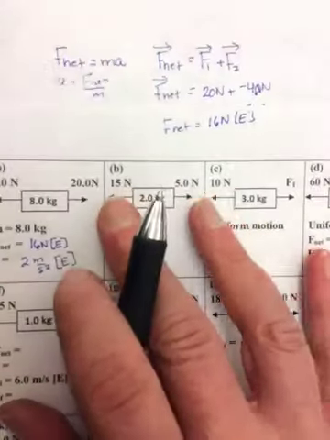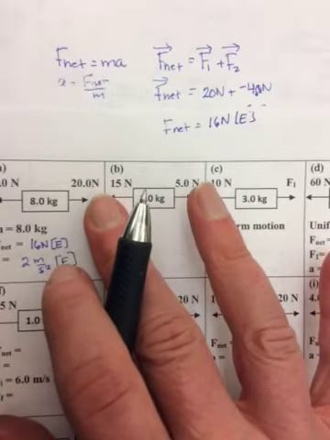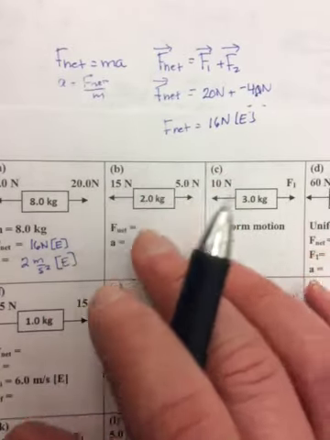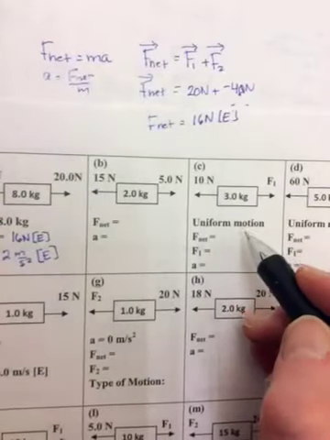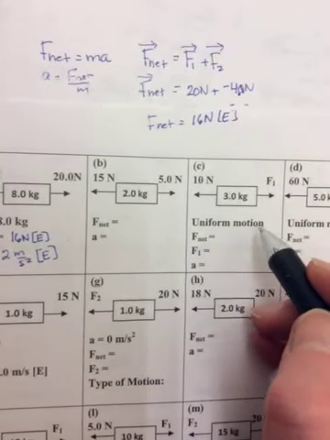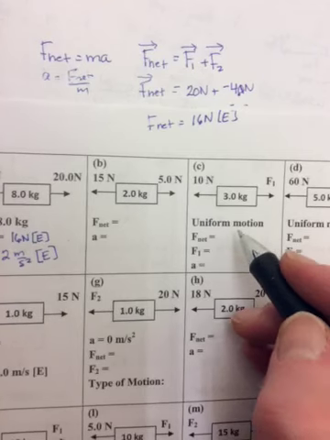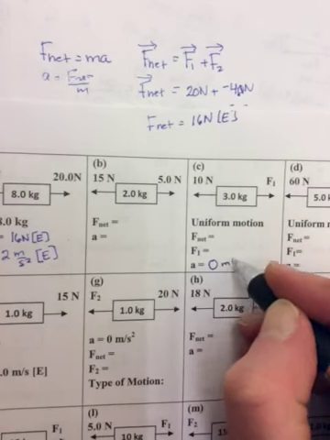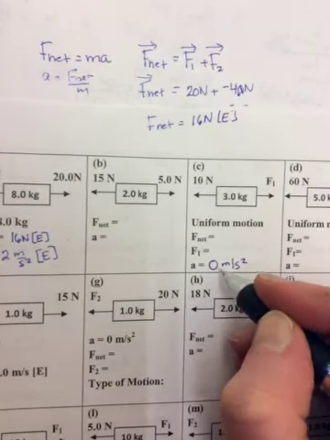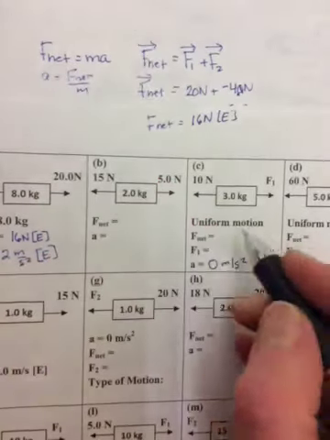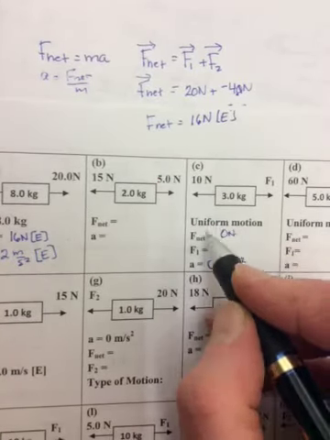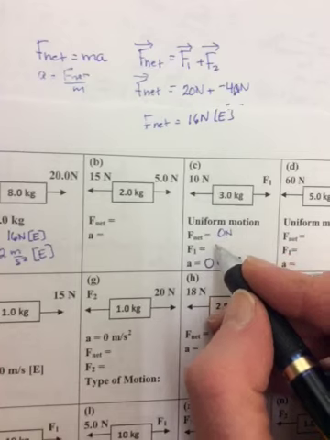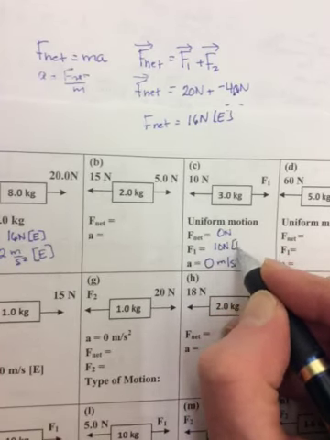Okay, exactly the same idea over here, only this time the 15 is bigger. And so the net force would end up going to the west instead of the east, and find A. Then you're going to run into one that says uniform motion. Uniform motion means the motion isn't changing. And if the motion isn't changing, it must mean that the object is not accelerating. So A would be 0. And if A is 0, then Fnet must be 0. And if Fnet is 0, then what must F1 be? If there's 10 newtons going west, then there must be 10 newtons going east to cancel it out.